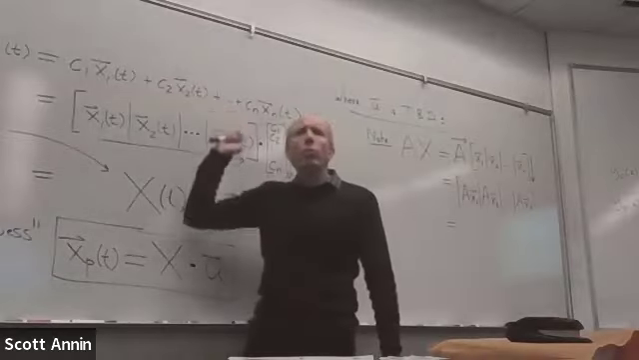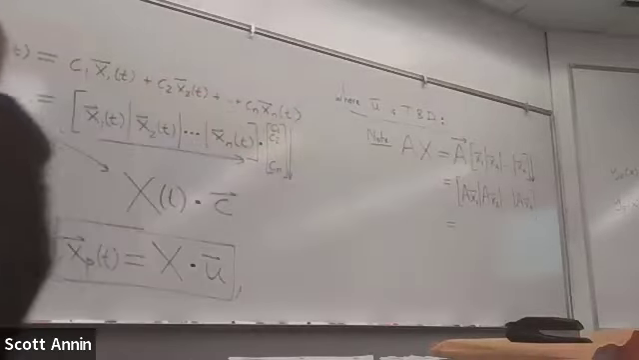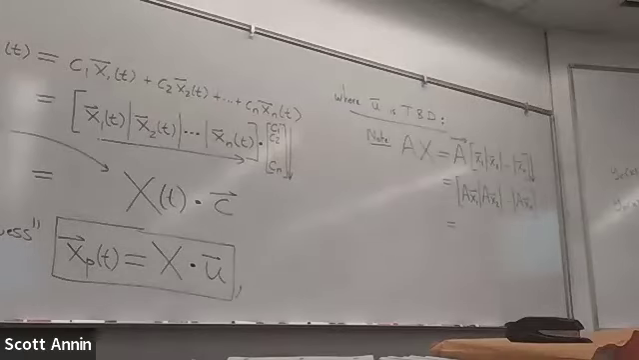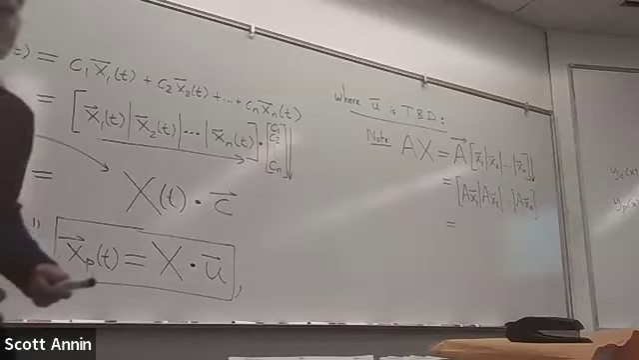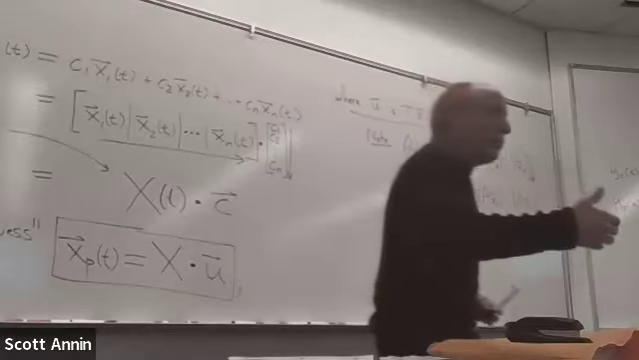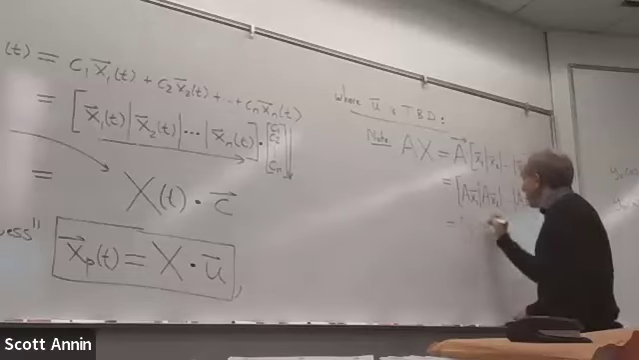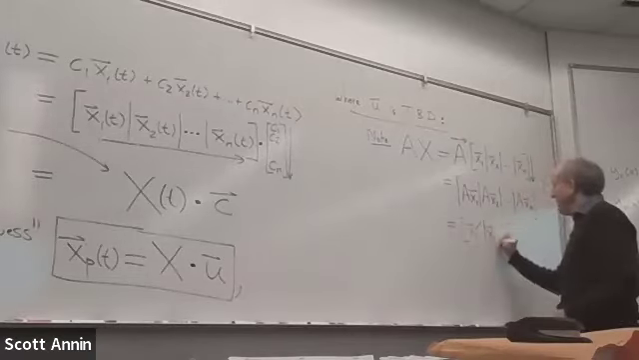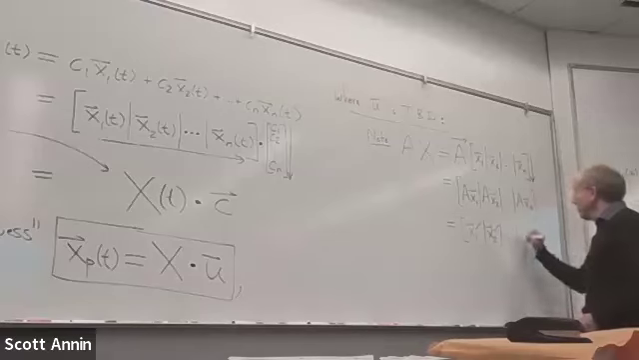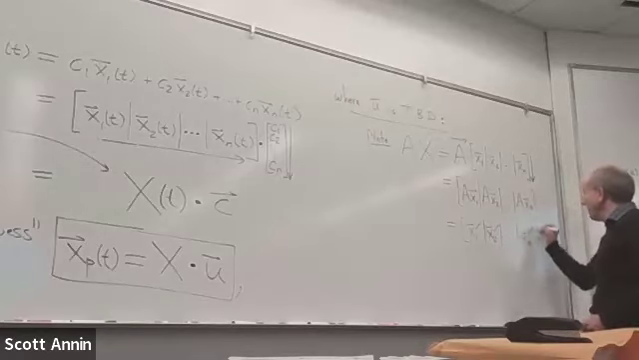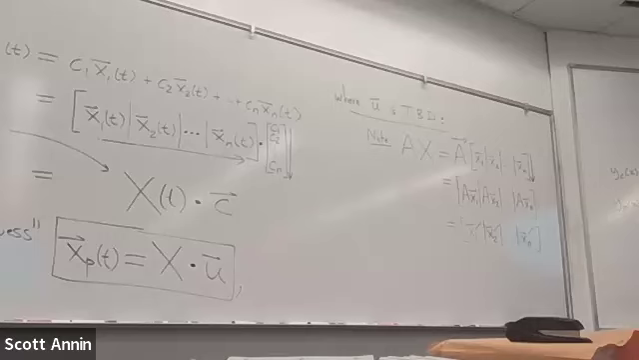Right, guys? X1, X2, X3, what were they? Those were solutions to the corresponding homogeneous differential equation. So what is AX1 equal to? It's equal to X1 prime, right? And AX2 is X2 prime. AX3 is X3 prime. These are just the derivatives of these X's. And this is just on a column by column basis. We're just literally taking the derivatives.